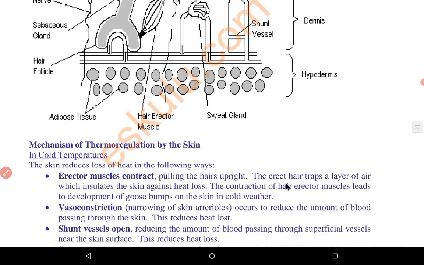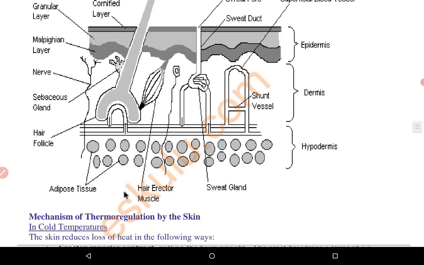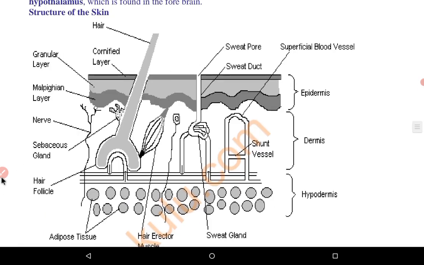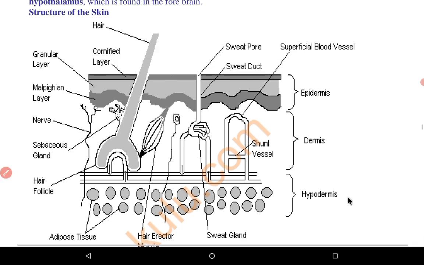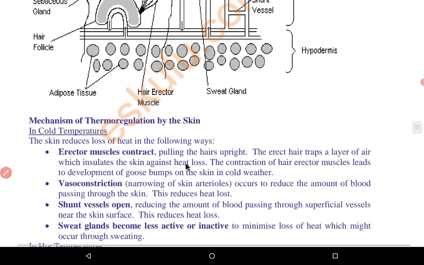Okay, so the hairs are upright, the erector traps a layer of air which insulates. So this layer that I was talking about here, it will insulate the skin. It acts like an insulator. It traps a lot of air here, which will act more like a blanket on your skin. Okay, so that is how it prevents the heat loss. So the contraction of the hair erector muscle leads to the development of goosebumps. I've already explained that.